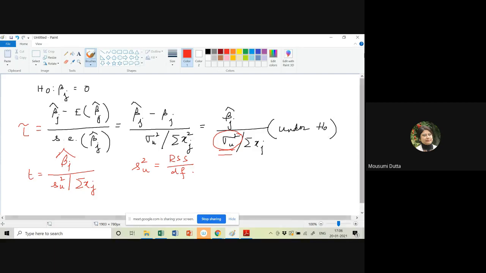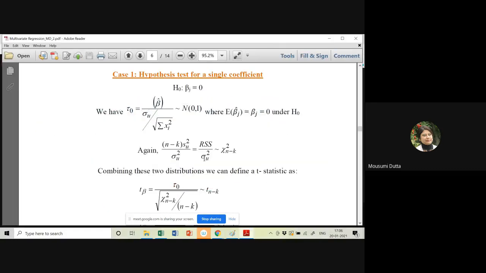So coming back to this tau naught, tau under the null hypothesis, tau naught is equal to beta hat divided by sigma u square divided by summation xi square. This is following the standard normal distribution. And expectation of beta hat j is equal to beta j, which is equal to 0 under h naught. And again, n minus k s_u square by sigma u square is equal to RSS by sigma u square. Already we checked this is following the chi-square distribution with n minus k degrees of freedom.